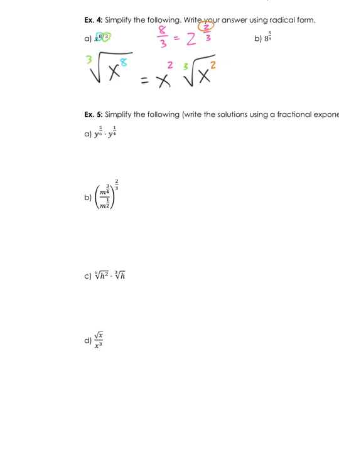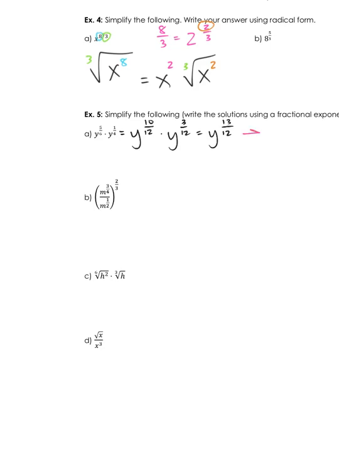All right, 2 more. So this one says simplify the following, write the solutions using a fractional exponent and radical form. So I'm going to do both. I'm going to start off with the fractional exponent for, I believe, the majority of them. So here we're multiplying with the same base, so I need to have the same denominator. So common denominator is going to be 12. So I'm going to do 10/12 times 3/12. And now that I have a common denominator, I'm going to add them. So 10 plus 3 gives me 13/12. So that is my fractional.